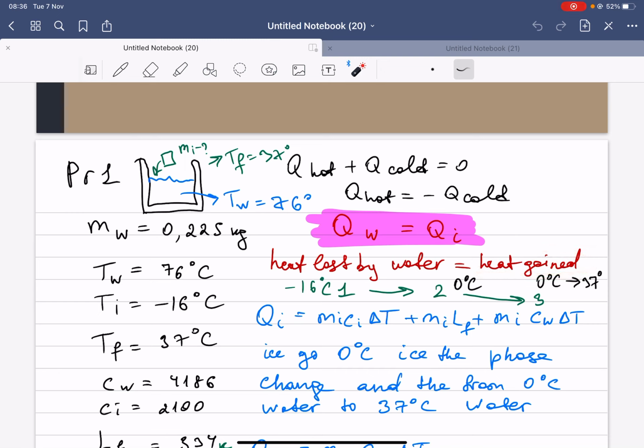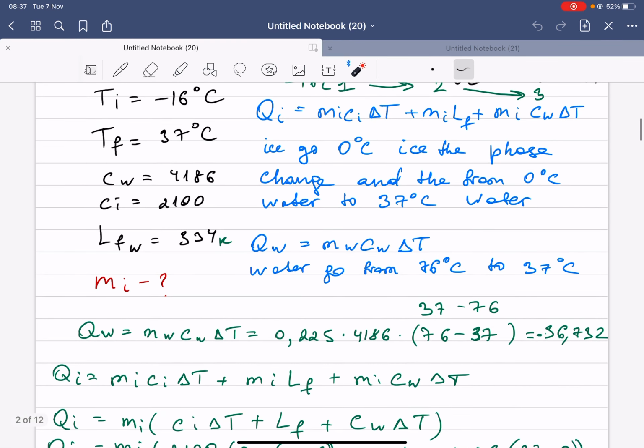Now, first of all, we have to calculate how much heat will be released when ice is dropped into water. The initial temperature of the water was 76 degrees and the final temperature was 37 degrees. So we have to know how much heat is released when it went from 76 to 37 degrees, and that heat which was lost by water will be gained by ice in order to melt, okay?